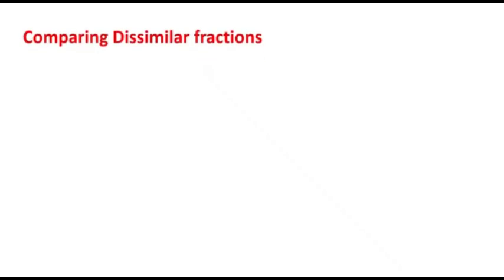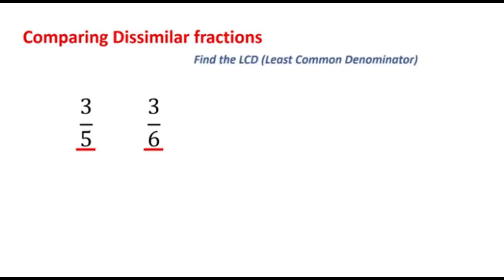To compare dissimilar fractions. For our first example, we have 3/5 and 3/6. Please be mindful that you cannot compare two fractions if they have different denominators. So to make a comparison, we need to turn dissimilar fractions to similar fractions. And to do so, you need to find what we call the least common denominator.